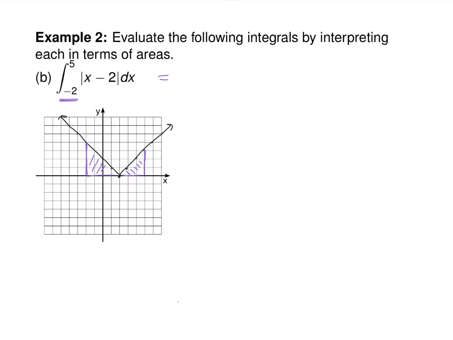No, I think it's 8. It's 1/2 times 4 times 4. Do you agree with that? Yeah, because it's 1/2 base times height, right?